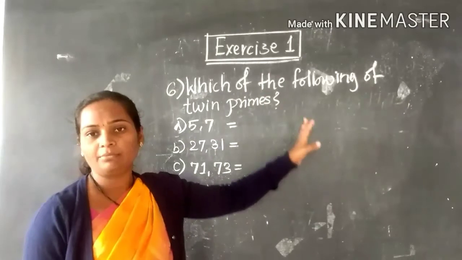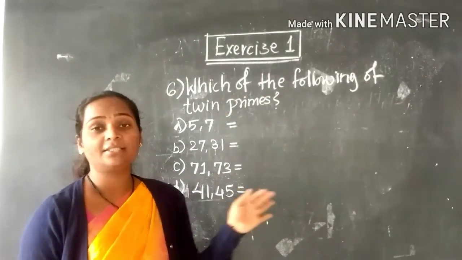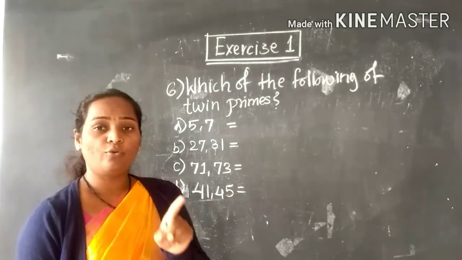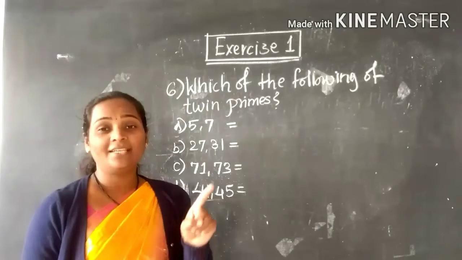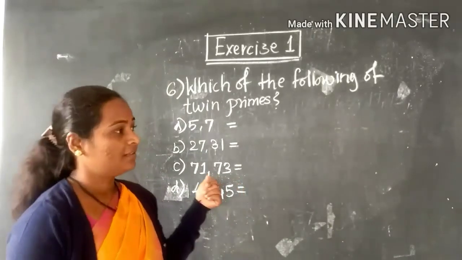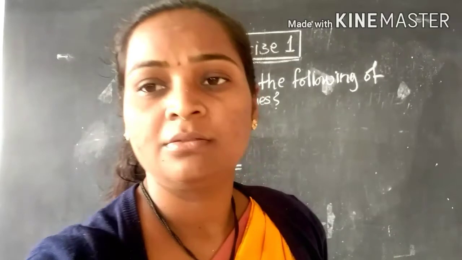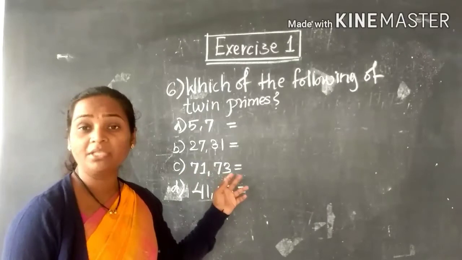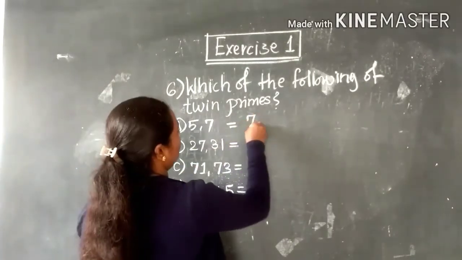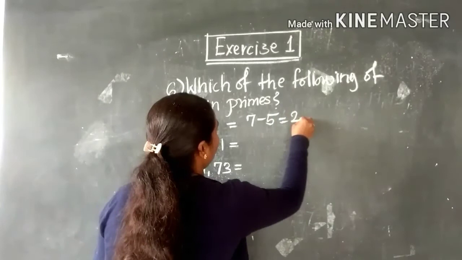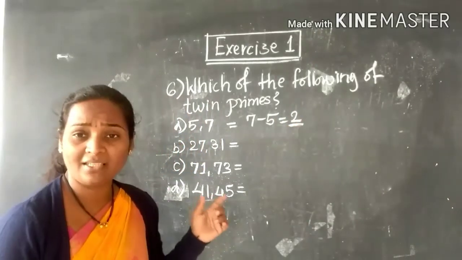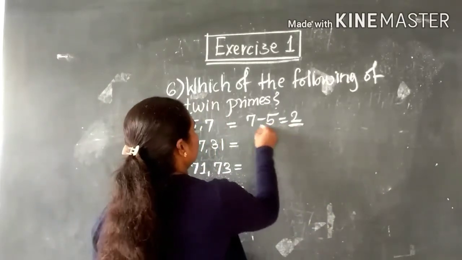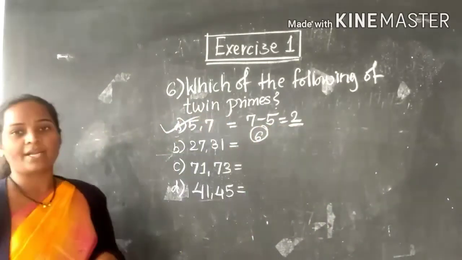Sorry, twin prime numbers. But there is a next condition: in between those there must be a composite number. So this is how we identify a twin prime pair. We first see the difference: 7 minus 5 gives 2. In between there is a composite number, 6. Yes, this is a twin prime pair.